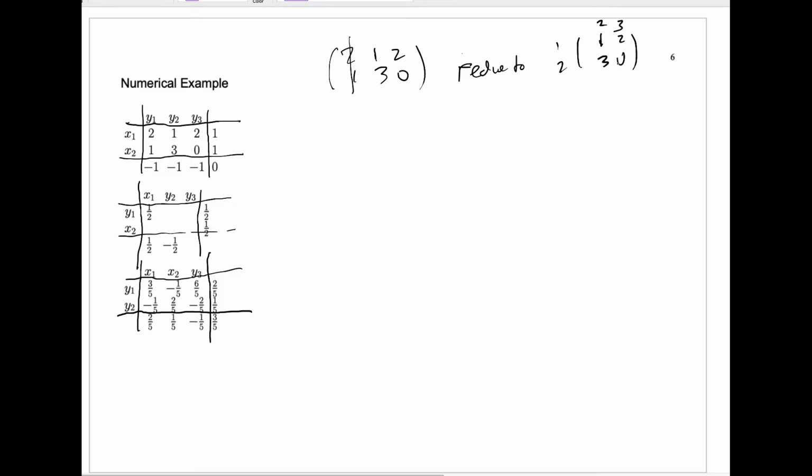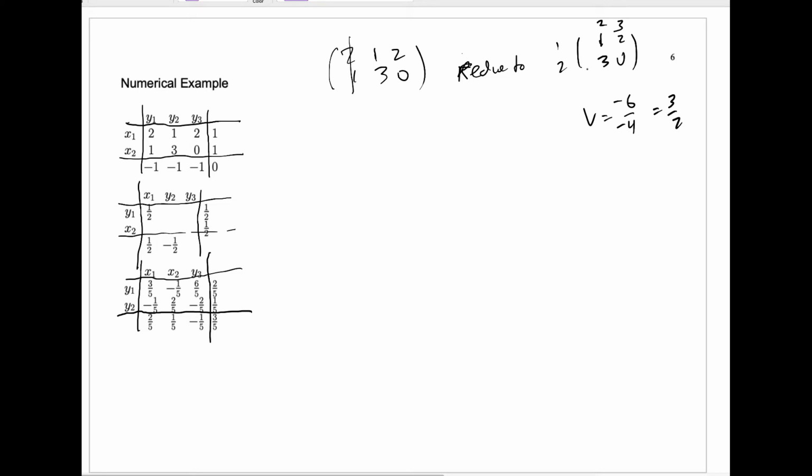It has no saddle points, so we know that an equalizing strategy is the optimal strategy. We have straightforward formulas to find the value and the optimal strategies in this case. The value of the game is the determinant, which is 0 minus 6, over this minus this, plus this minus this, which is minus 4, which is 3 halves. The value of this game is 3 halves.